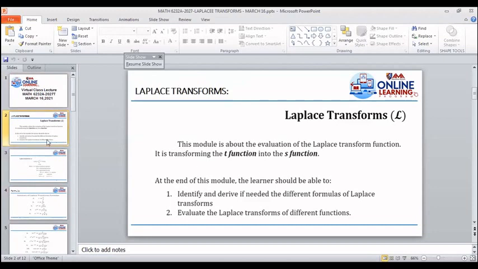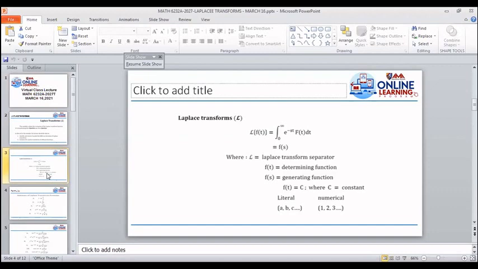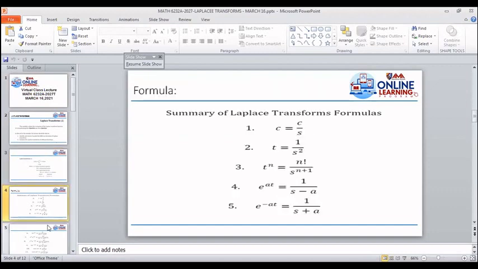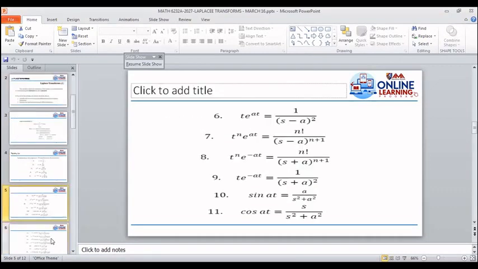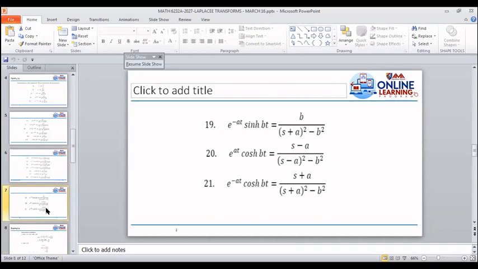Again, these are the formulas that we have. So we're going to use these formulas. These are the formulas we used. We have 21 formulas. We're going to continue with our applications this time.